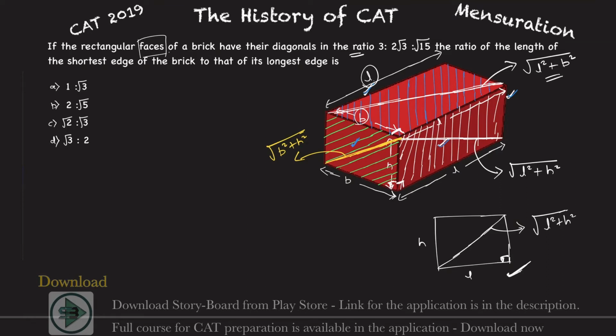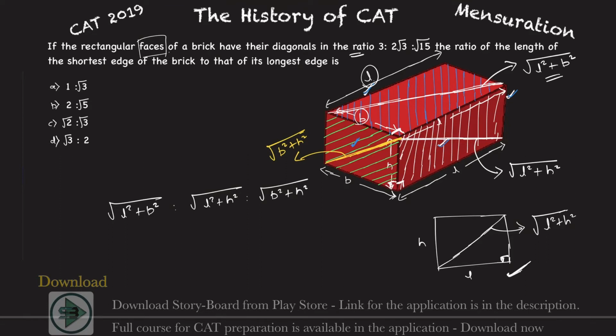So what do I know about them? These are my three diagonals. First is square root of L square plus B square. Then the next diagonal is square root of L square plus H square. Then the next diagonal is square root of B square plus H square. This is the information that I have about the three diagonals here.